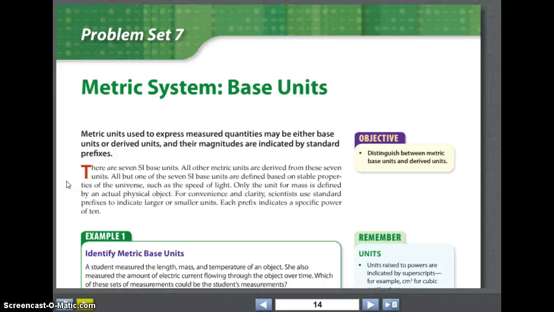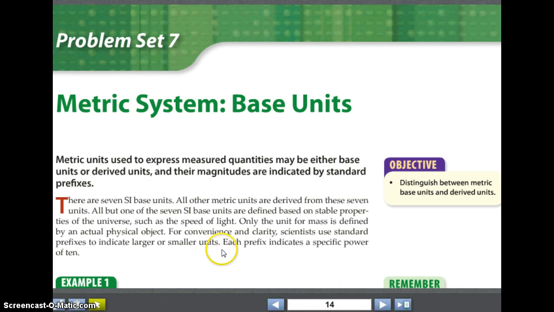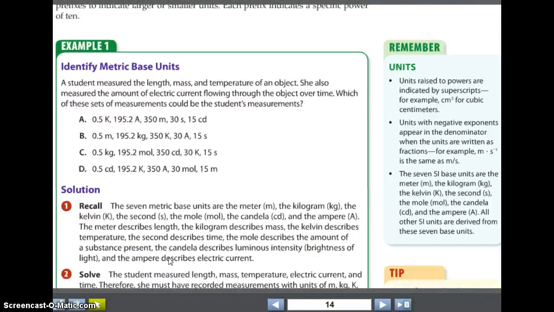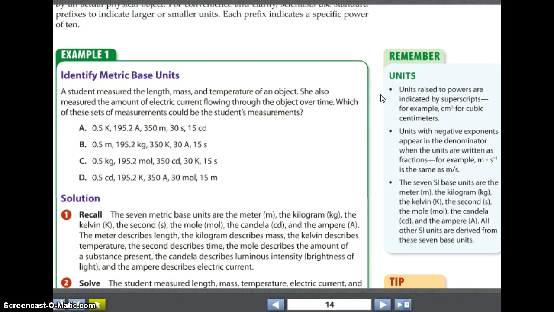For convenience and clarity, scientists use standard prefixes to indicate larger or smaller units. Each prefix indicates a specific power of 10. So for example, kilo is 1,000, hecto is 100, deca is 10. So all the prefixes are a specific power of 10. All right, let's look at the remember first. Units. Units raised to powers are indicated by superscript. For example, centimeters cubed for cubic centimeters.